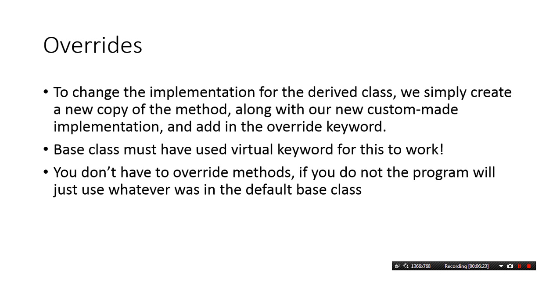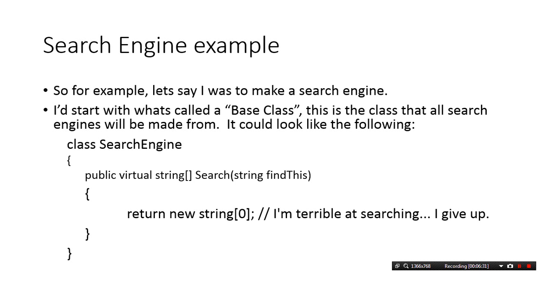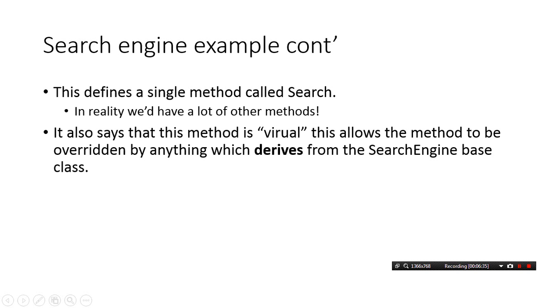You don't have to override the methods. If you don't, the program will use just whatever was in the default base class. For example, if we didn't override this, it would just return an empty string array in that first position.